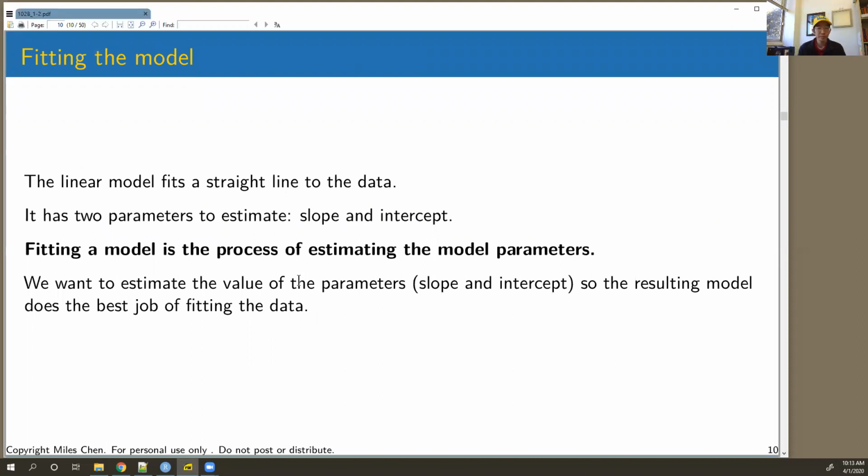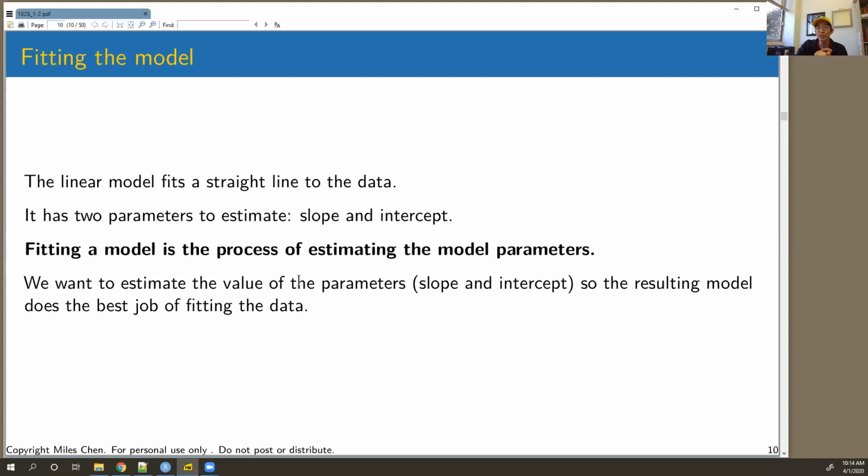For the linear model, there are two parameters that we need to estimate. We need to estimate the slope of the line, and we need to estimate the intercept of the line. When we talk about fitting a model, all that means is estimating these model parameters. We just need to figure out an estimate for the slope and an estimate for the intercept. And other models, for example, if you create a neural network, you're going to have a whole bunch of different parameters. But when we say let's fit a neural network to the data, all that means is let's figure out the estimates of these different parameters.